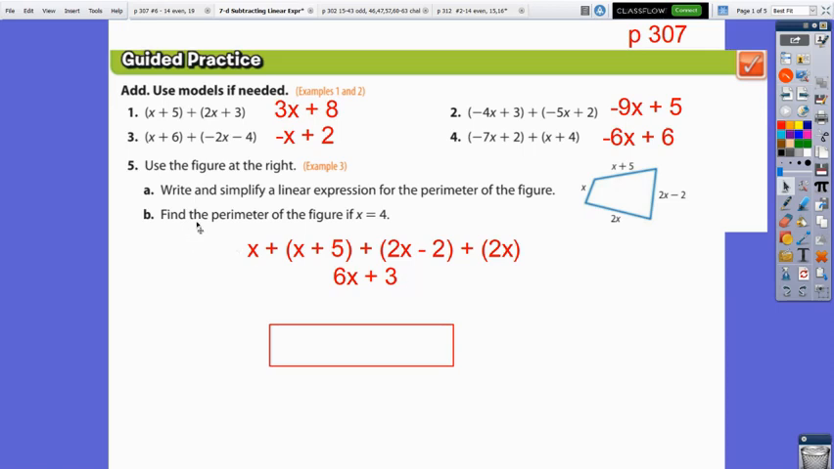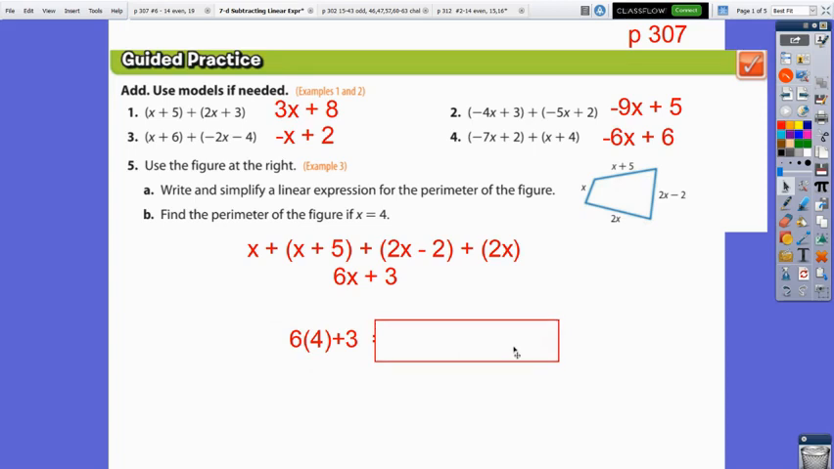And then what is the perimeter if x equals 4? So there'll be a number to substitute in there. Put a 4 in here for x. If you put it into each of these separate ones and you add these all together, you'd get the same as if you put 4 into the simplified expression. 6 times 4 plus 3, and that's 27. Okay, so that's adding linear expressions.